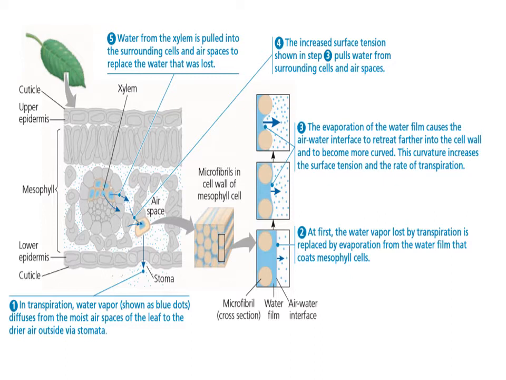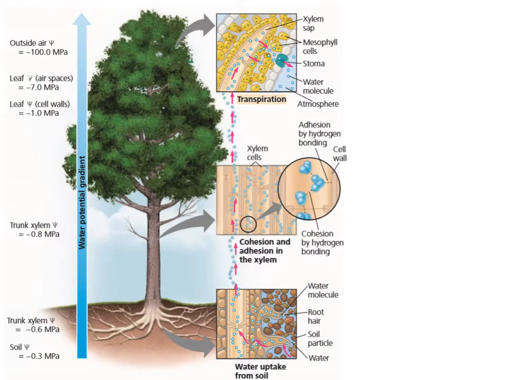In the final step, water from the xylem is pulled into the surrounding cells and air spaces to replace the water that was lost. This figure shows the ascent of xylem sap and how transpirational pull on xylem sap is transmitted all the way from the leaves to the roots. Hydrogen bonding forms an unbroken chain of water molecules extending from leaves to the soil.